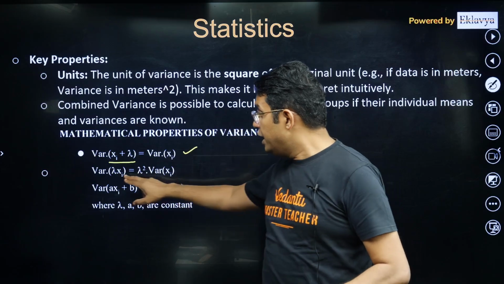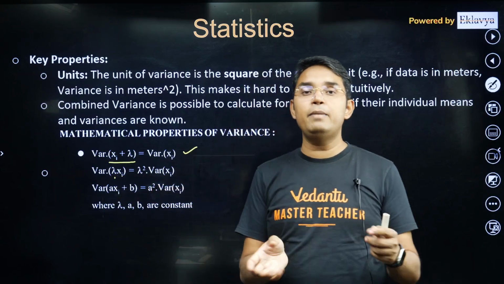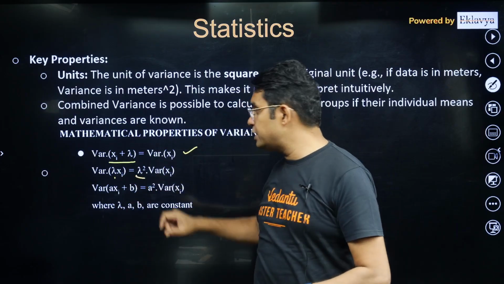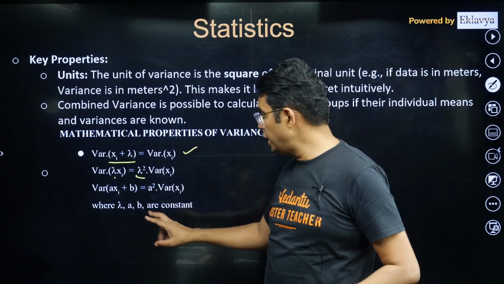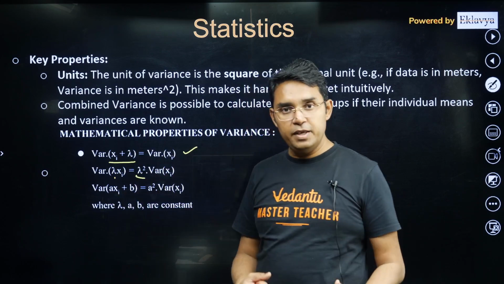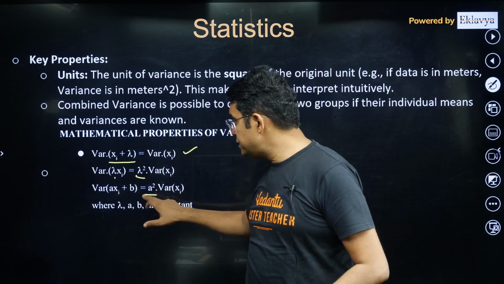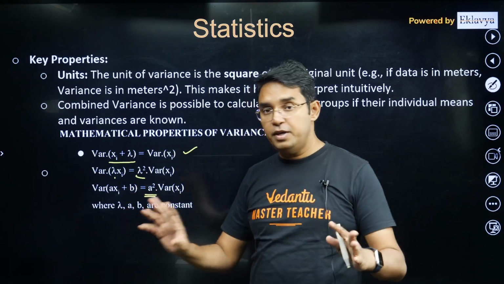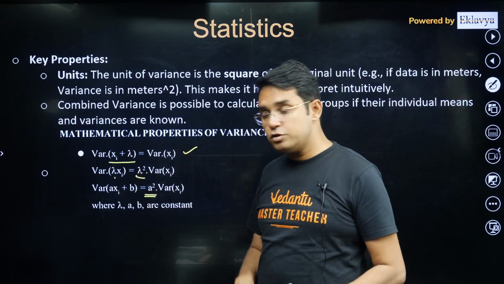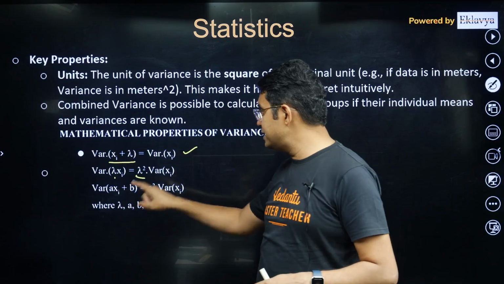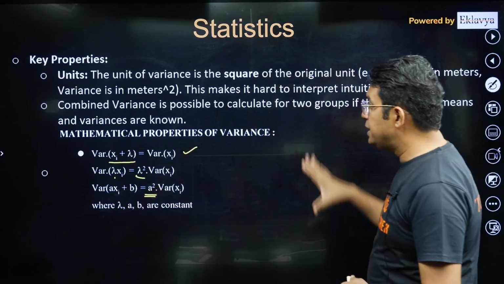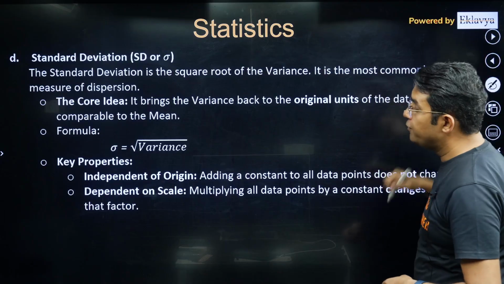That's one thing. If you multiply the entire data by some non-zero constant, let's say lambda, then it will be lambda square times the variance. If you change your xi to a xi plus b, the only change will be because of a square, not because of b, because b is just an addition like the shift above, so there will be no change because of b. The change will be only because of a square times the variance of xi. So these are the key properties of variance.